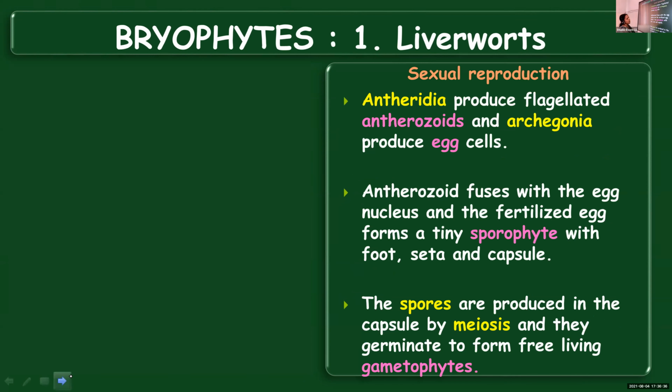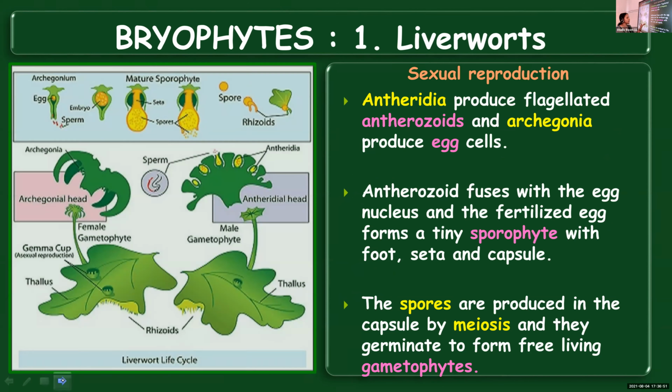Now moving on to sexual reproduction. So we learned the general features of liverworts, and the two asexual methods of reproduction also we discussed. Now we are moving on to sexual reproduction. Already you are familiar with these names: Antheridia and Archegonia. Antheridia, the male sex organ; Archegonia, female sex organ.